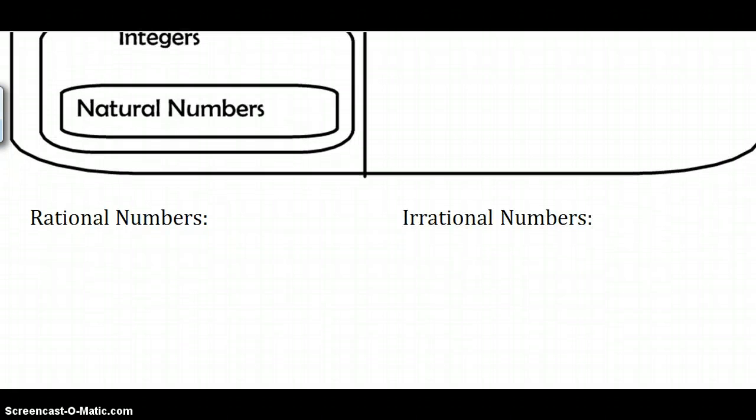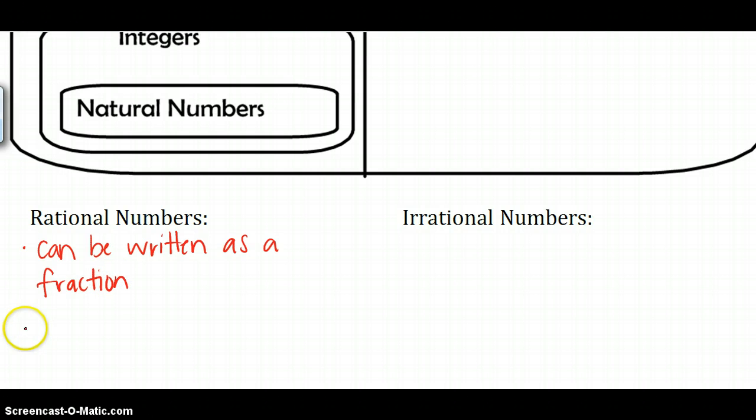So first, a rational number is a number that can be written as a fraction or written as a decimal that terminates or repeats.